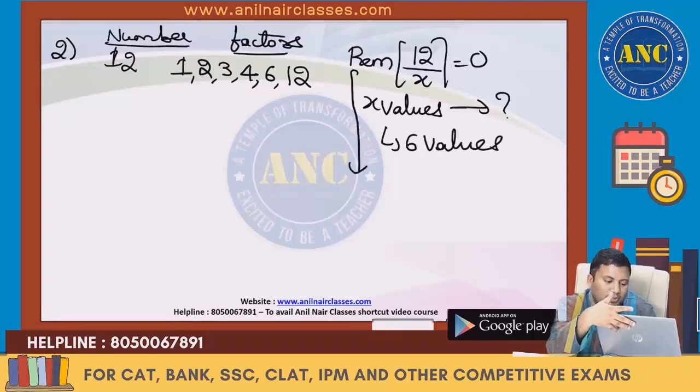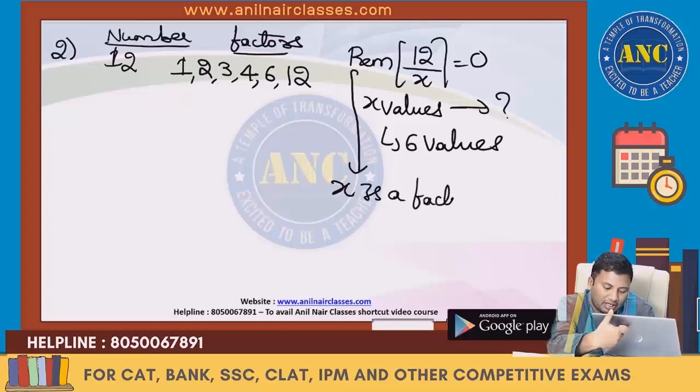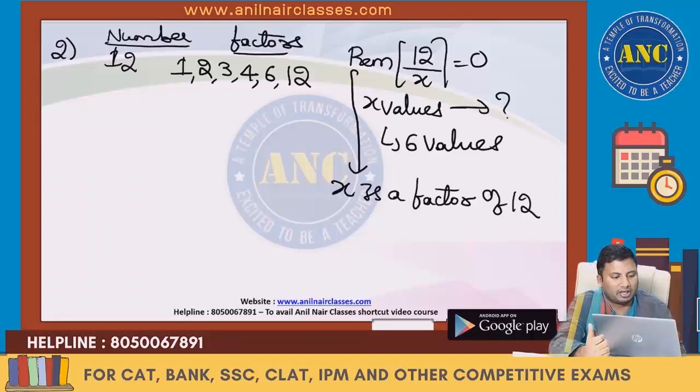Whenever you get an expression like this, where 12 is divided by x and you get a remainder 0, that means x is a factor of 12.